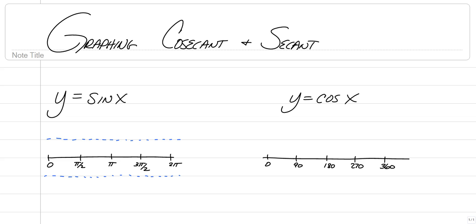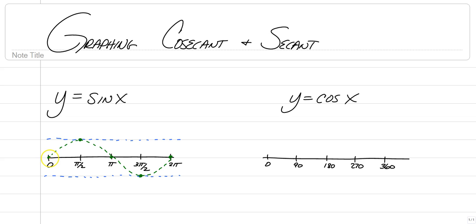Now I'm going to show you to graph sine x like you normally would, except we're going to make it a dashed line. At pi over 2, we're up at 1. At pi, we're back at 0. At 3 pi over 2, we're down at negative 1. And once you get to 2 pi, you start all over again. This is a typical sine wave. But now think about reciprocals.